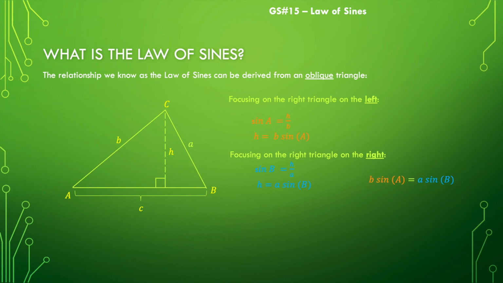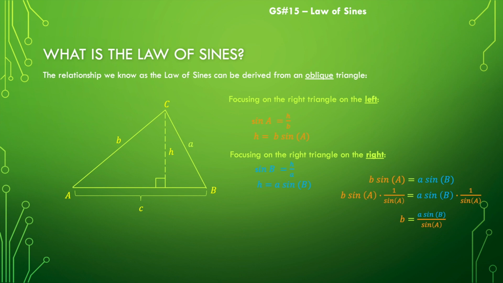Now if they're equal to each other, I can manipulate them a little bit, and that manipulation is going to lead us to the law of sines. First thing I want to do is isolate the side length b on the left-hand side. So I'm going to multiply both sides of the equation by 1 over the sine of angle A. When I do that, the sine of angle A and the sine of angle A cancel each other out. So the left-hand side will just be b, and the right-hand side will be a times sine of angle B all over sine of angle A.